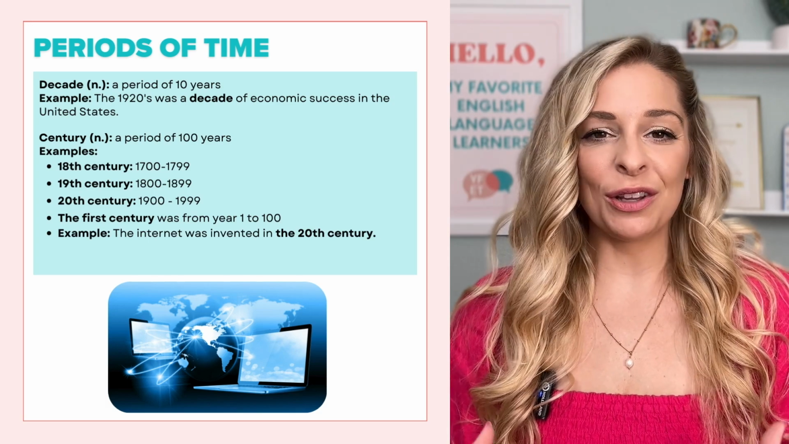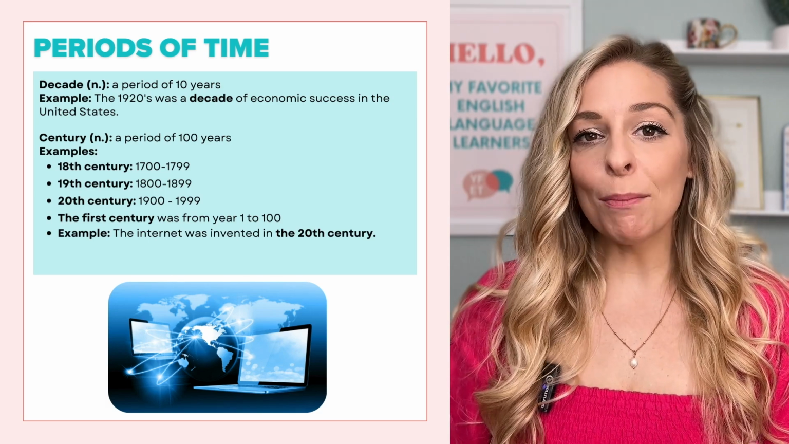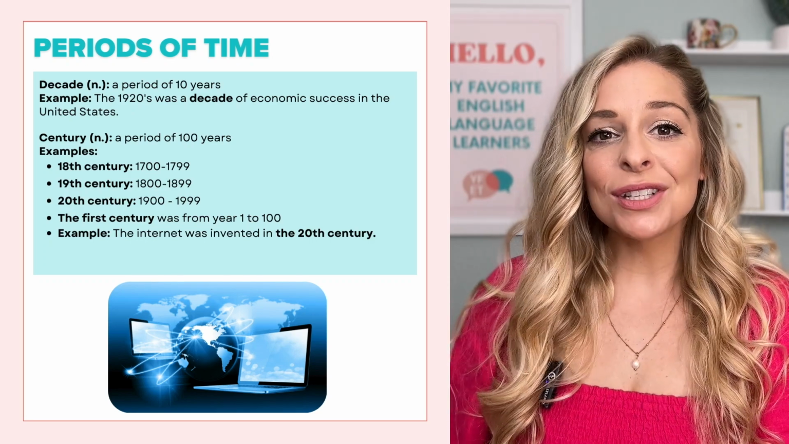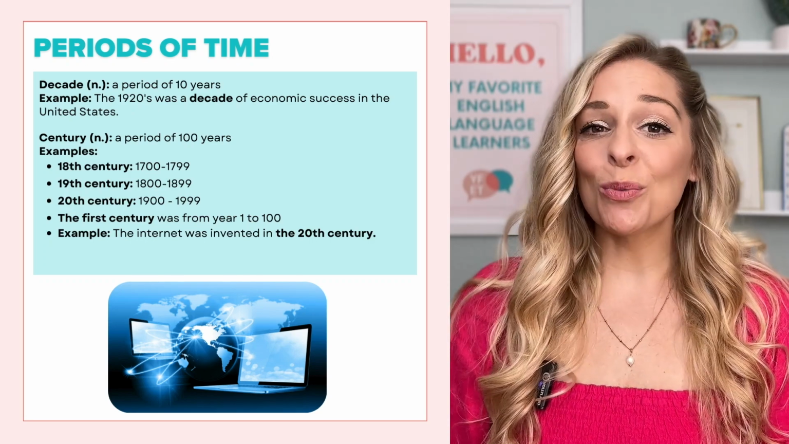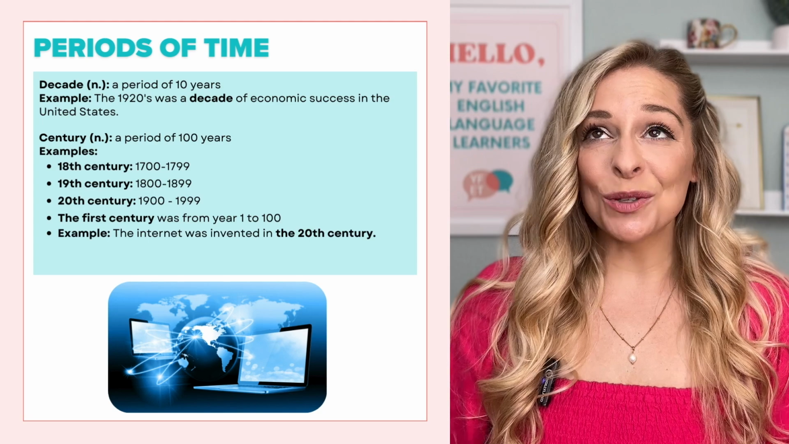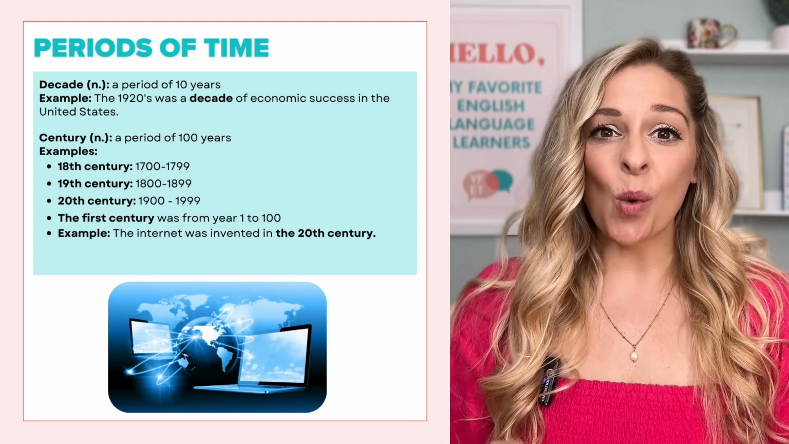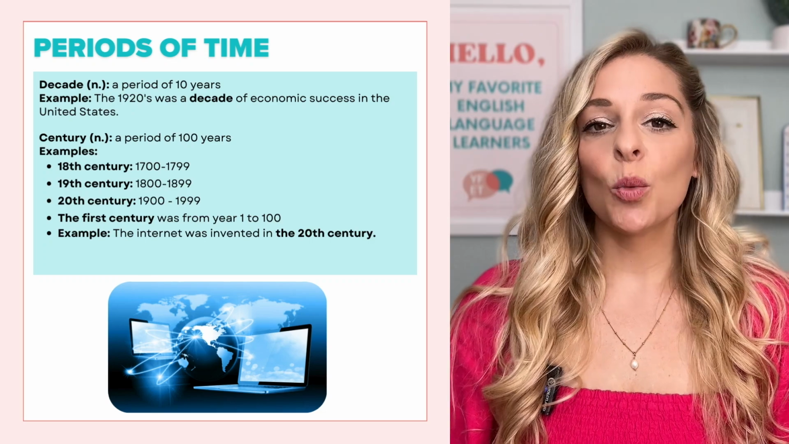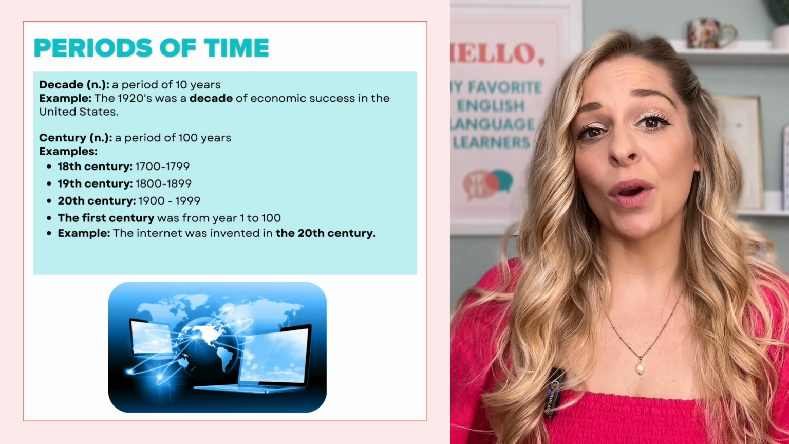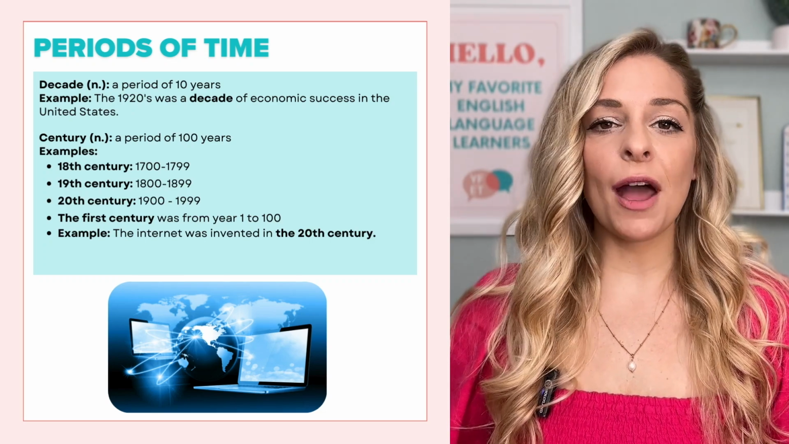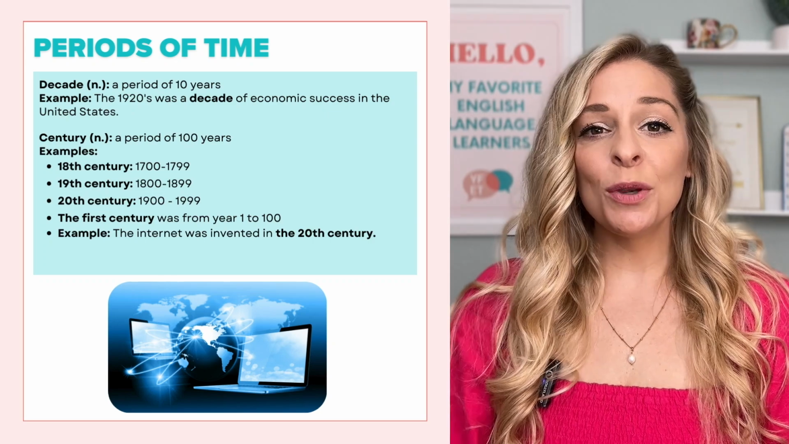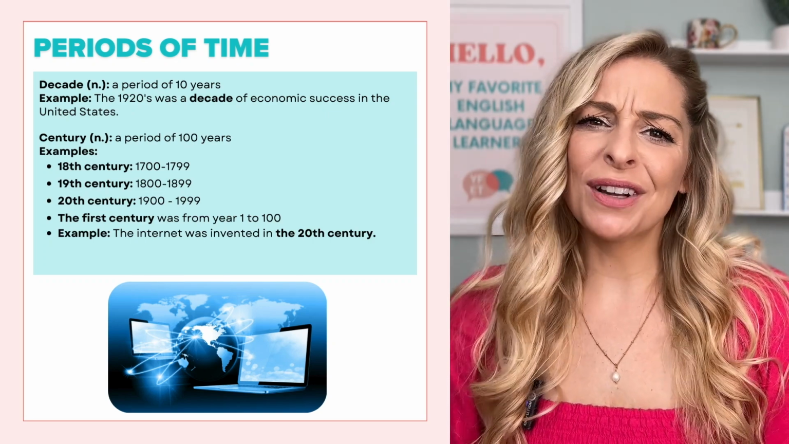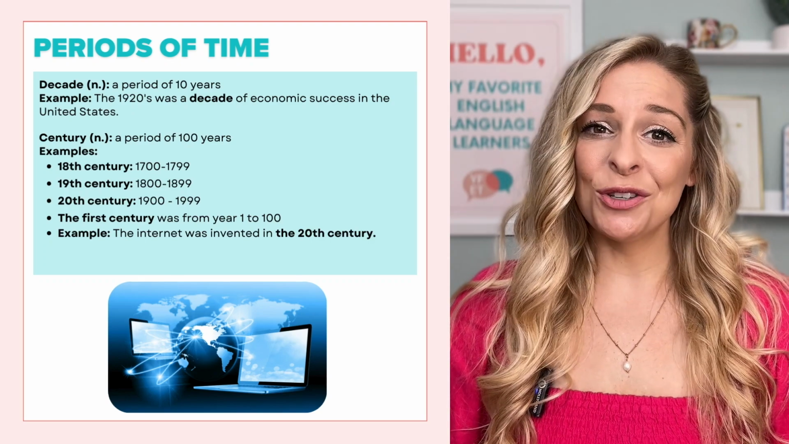Now, these are all a little bit confusing because the number of the century is always one greater than the years they represent. 18 is one more than 17, 19 is one more than 18, 20 is one more than 19. And this is because the first century was from year 1 to year 100. So always know that whatever century you're in will be one greater than the year that you are in. And this can even be confusing for native English speakers, but it is very useful to know.